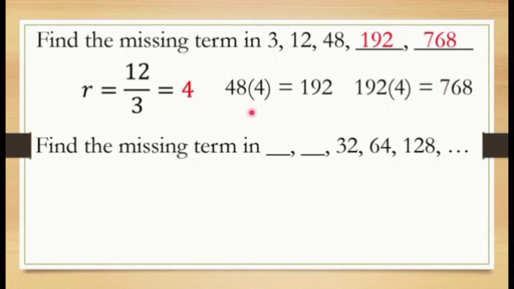Another. Find the missing terms in blank, blank, 32, 64, 128. So, what we're looking for are the two terms at the front. So, how do we do this? Okay, it's easy. What you will do is get the common ratio again. So, that is 64 over 32. That is 2.